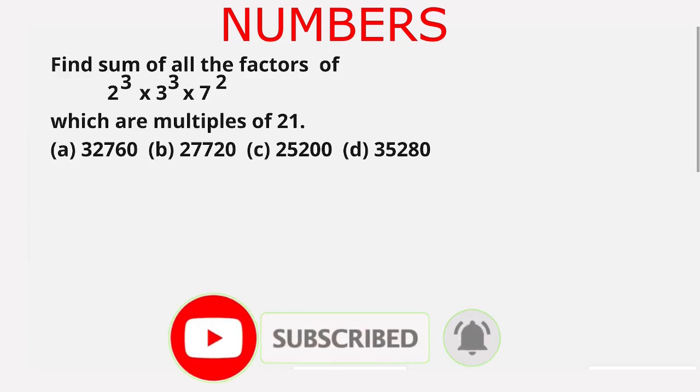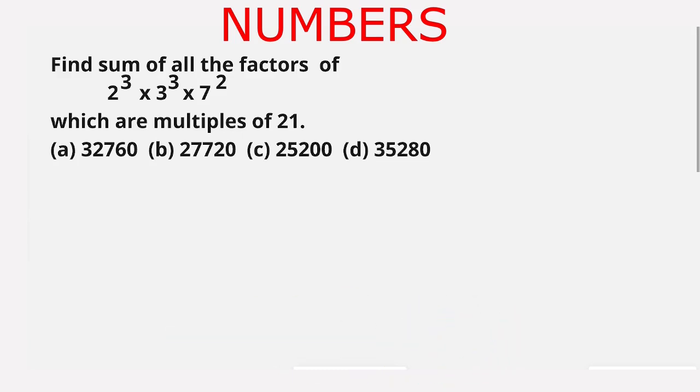We have to find the sum of all the factors which are multiples of 21. So we take out 21 from the given number, and 21, when we have taken it out from the given number, is 3 to the power 1 multiplied by 7 to the power 1. So we will take 1 three out of the given number and 1 seven out of the given number. So the number becomes 21 multiplied by 2 to the power 3 multiplied by 3 to the power 2.